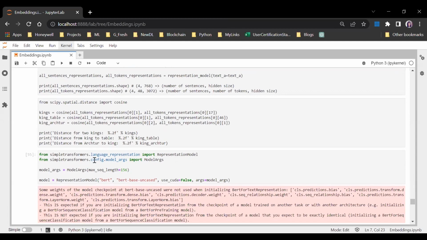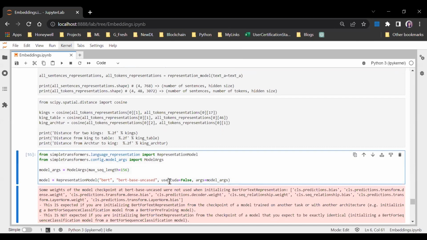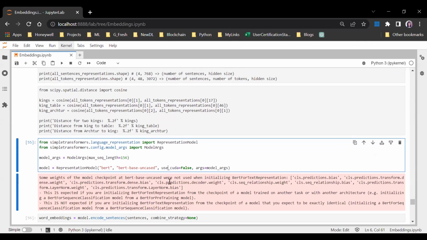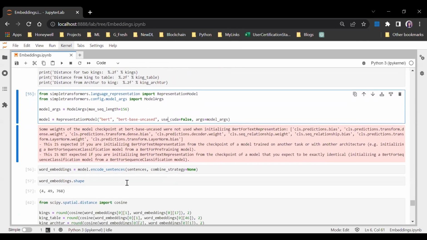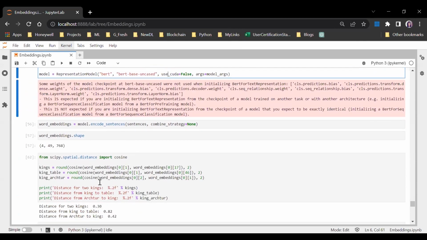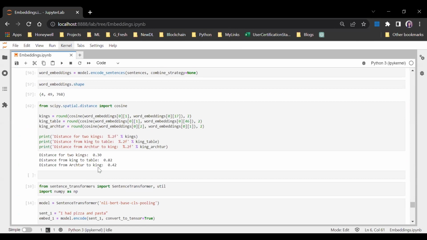So yeah, it's a simple transformer actually. We use the simple transformer and load the representation model. It's a generic class, and there we can specify which model we want to use, BERT or another model type. The use CUDA option is for whether you are training on a GPU or the normal CPU. And yep, that's all. We pass the sentences and we get the similarity score between them.